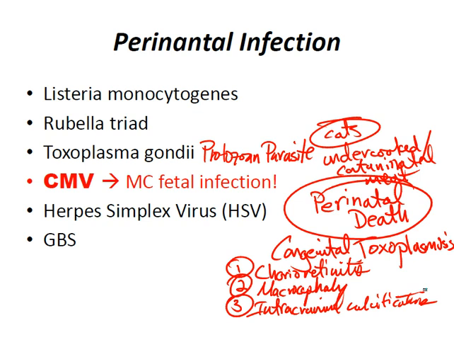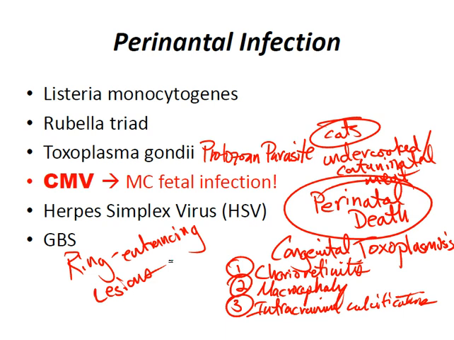The intracranial calcifications, this is the big one they love to go for on the boards. It's ring-enhancing lesions. Remember that, because you will see this on boards 1, 2, and 3. They just won't say ring-enhancing lesions.